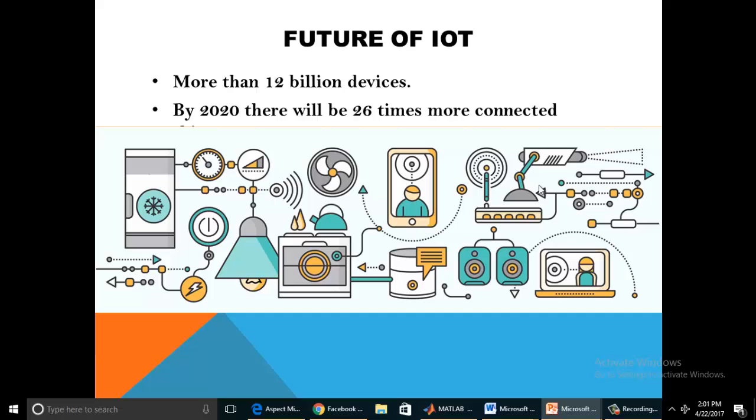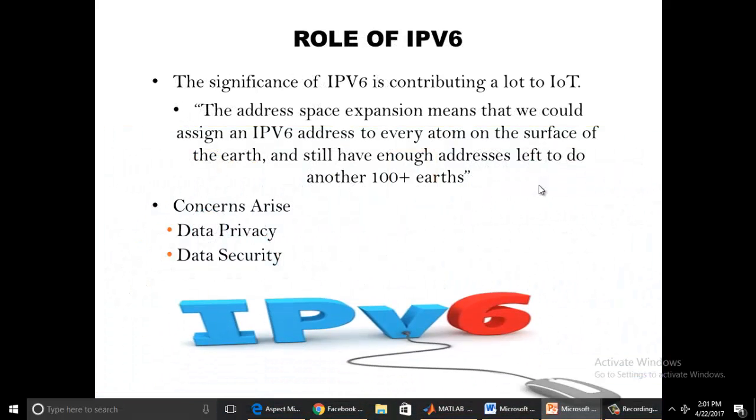So let's move towards another important thing, and that is the role of IPv6 in the emergence and progress of the Internet of Things. See, IPv6's huge increase in address space is an important factor in the development of Internet of Things. And as I mentioned here, according to Steve Leibson, the address space expansion means that we could assign an IPv6 address to every atom on the surface of the Earth and still have enough addresses left for another 100 plus Earths. In other words, humans could easily assign an IP address to everything on the planet.